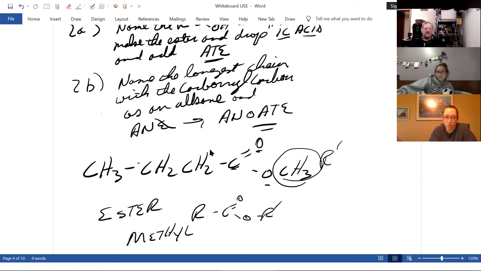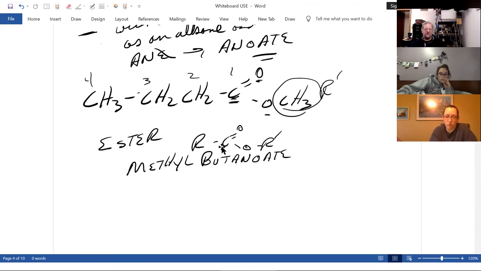But anyways, I like this B method for step two. What's the longest chain? 1, 2, 3, 4 that contains the carbonyl carbon, butane. Drop the E, add O-A-T-E. And you have methyl butanoate. Oh, this is fun. Let's do another one.